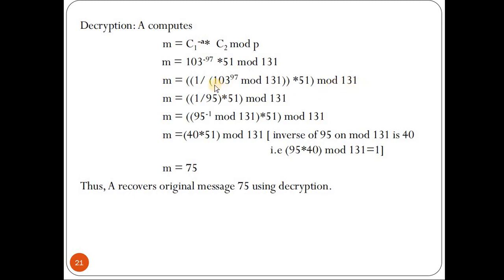Next we'll compute 103 to the power 97 mod 131. That will give the value 95. So it will be 1 by 95 into 51 mod 131. Now 1 by 95 can be written as 95 to the power minus 1 into 51 mod 131.